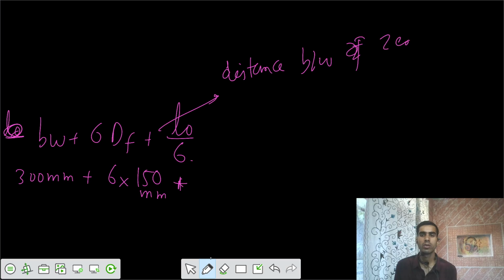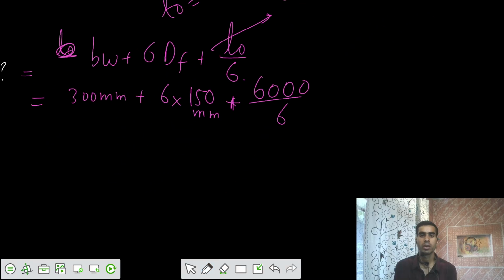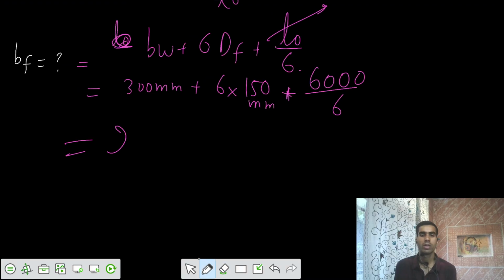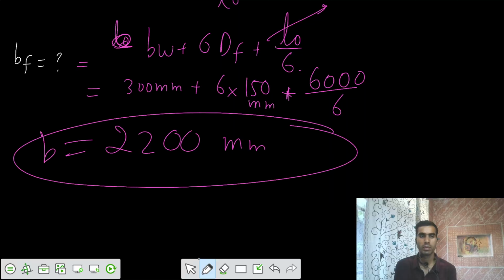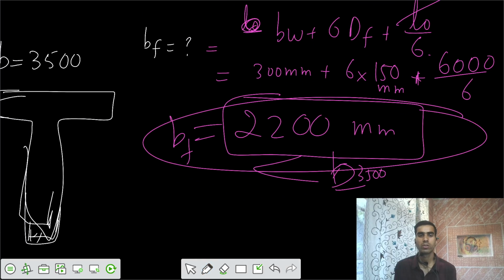Where the moment is zero. So for assembly support, what is this effective length L naught equals to? Is that effective length 6 meters? So substitute 6,000 divided by 6 millimeters. So you would get a value of 2200 millimeters as your BF, and that should be less than that initial value of B, that was 35. So your value should be finally BF of 2200.